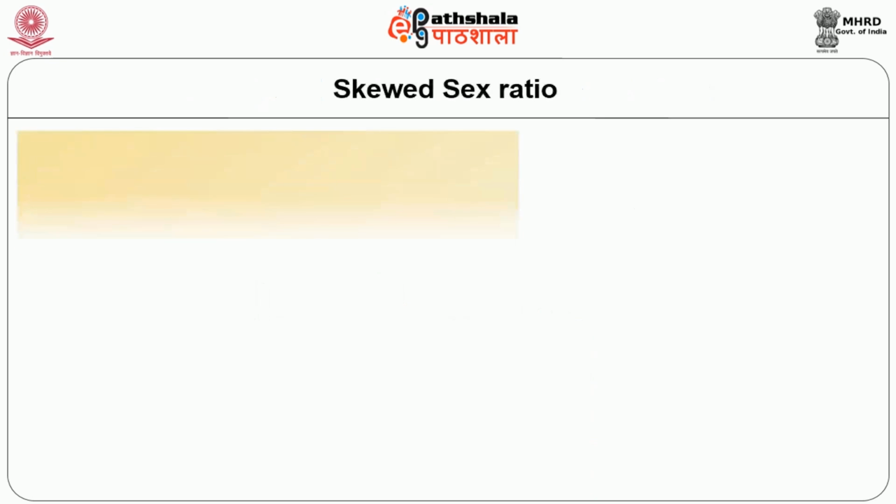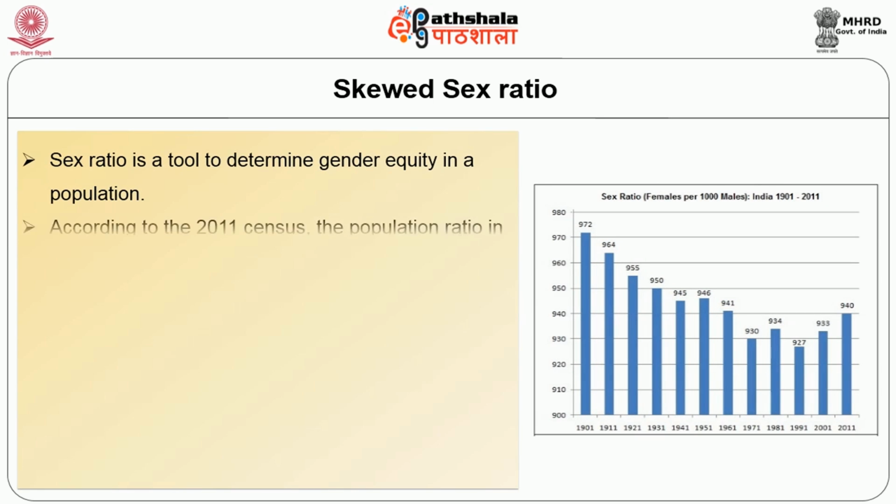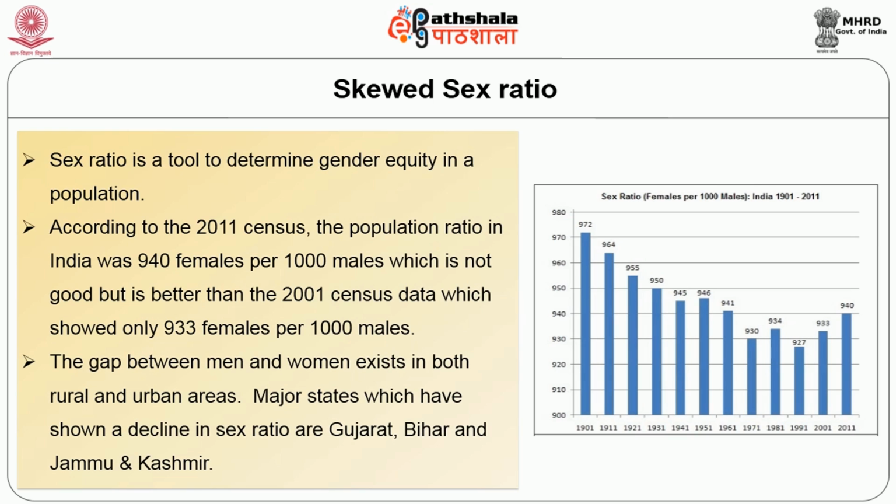Let's look at the skewed sex ratio in India. Sex ratio is a tool to determine gender equality in a population. According to the 2011 census, the population ratio in India was 940 females per 1000 males, which is not good, but is better than the 2001 census data, which showed only 933 females per 1000 males. The gap between men and women exists in both rural and urban areas.